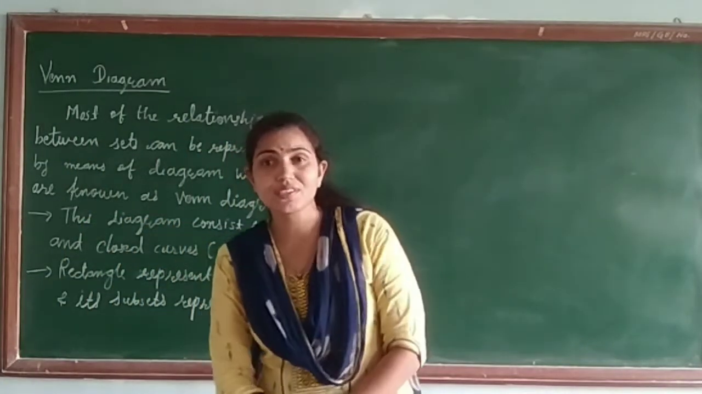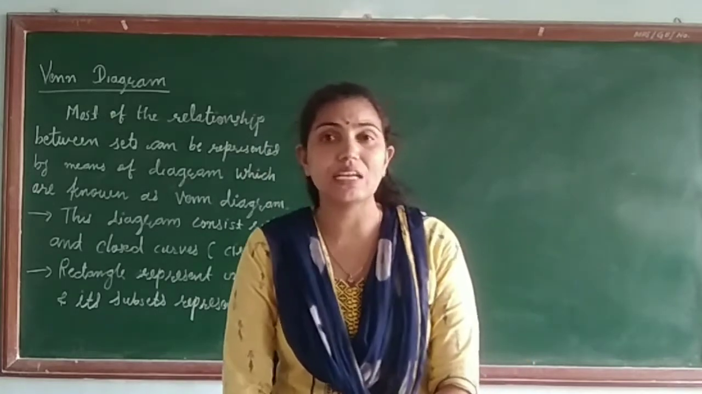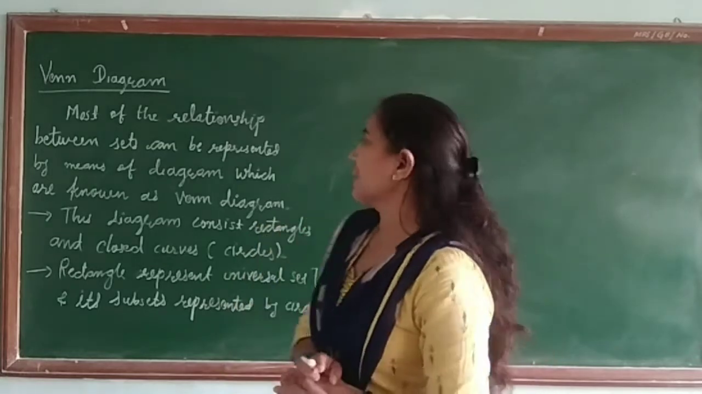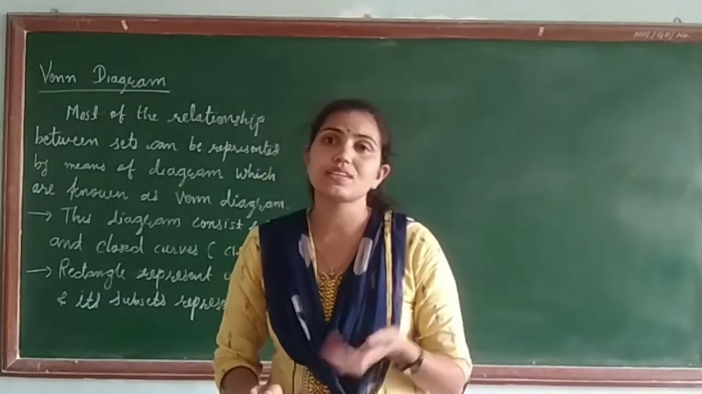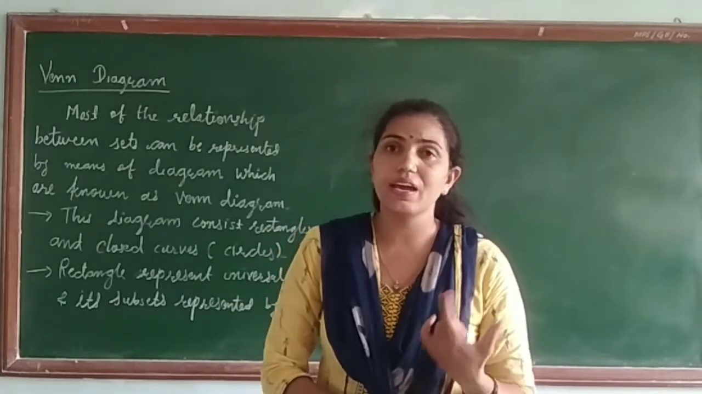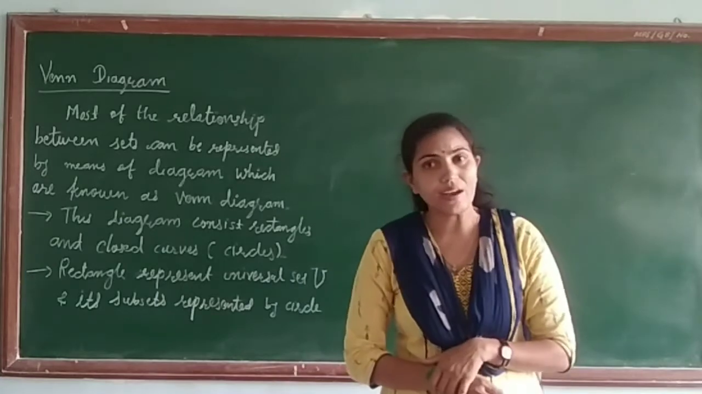Good morning students. So now today we are starting with the next concept of this chapter, that is a Venn diagram and operation on the set. Now in the last class we have seen the subset of the set, then the universal set and the power set, right? So now today let us start with the Venn diagram.